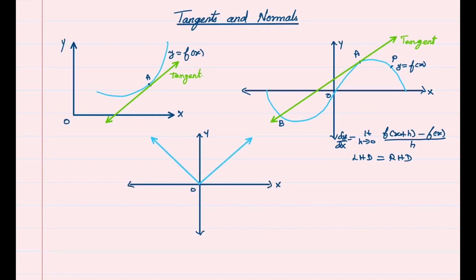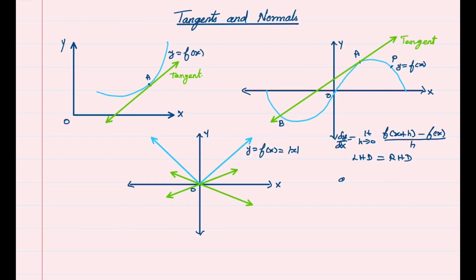Now, see the third figure, y equal to f of x. This is the graph of absolute value function. Let us try to draw a tangent at the origin to this curve. It looks as though x-axis is a tangent to the curve. We can draw infinitely many lines through the origin, but they are not tangents.